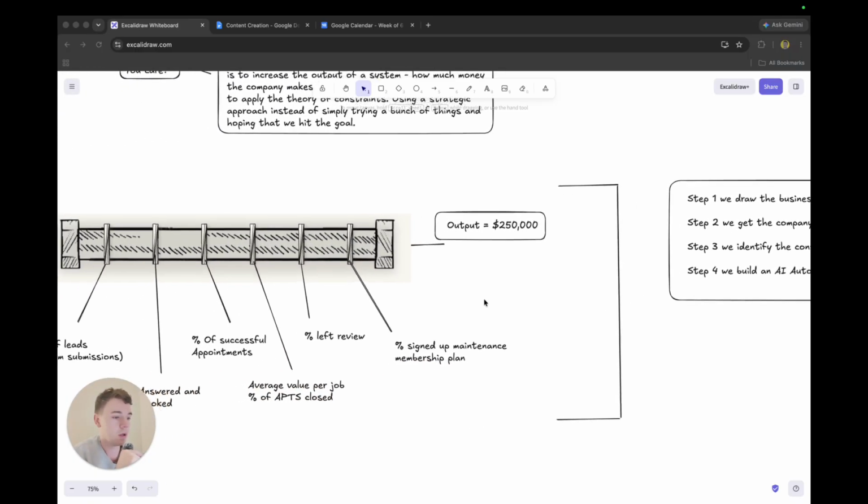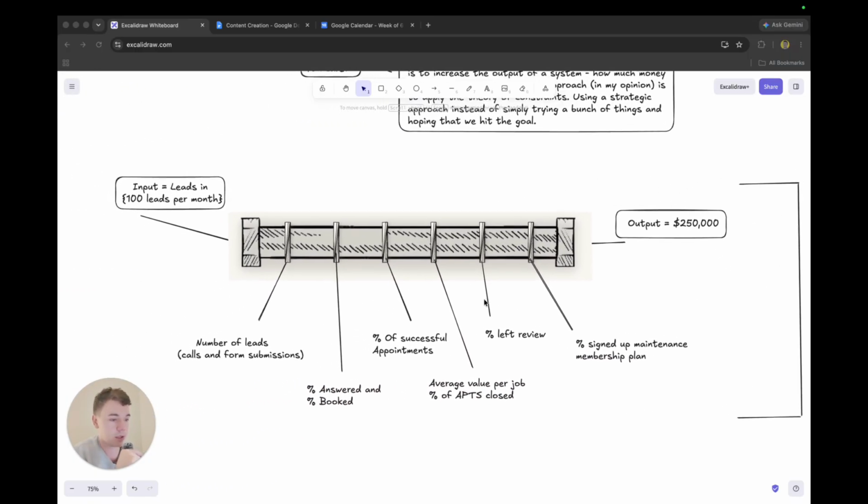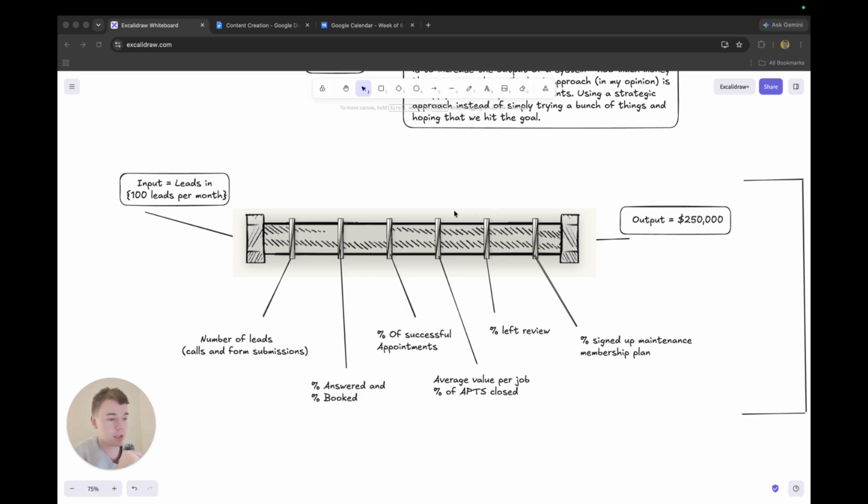So, step one is to draw the business as a pipeline. Imagine this pipeline as a representation of your entire HVAC company. We have an input and an output. The input is the number of leads, and the output is the amount of dollars that come out. So all we're really trying to do is figure out how do we either get more leads in and get more output out. And there's something inside of this pipeline that's currently preventing your business from hitting the output goal that you have.